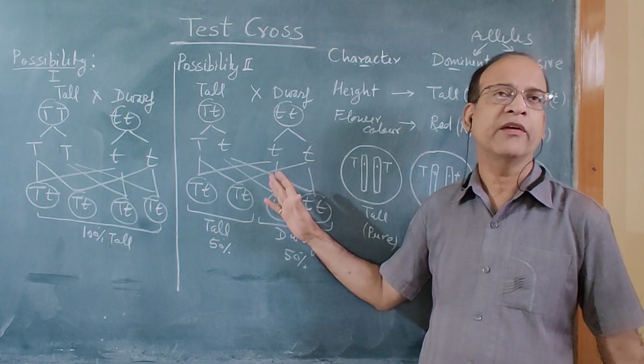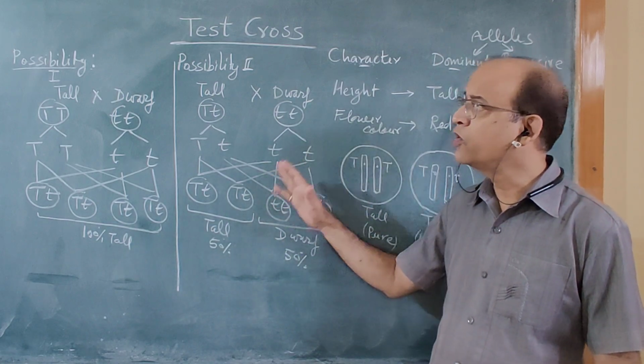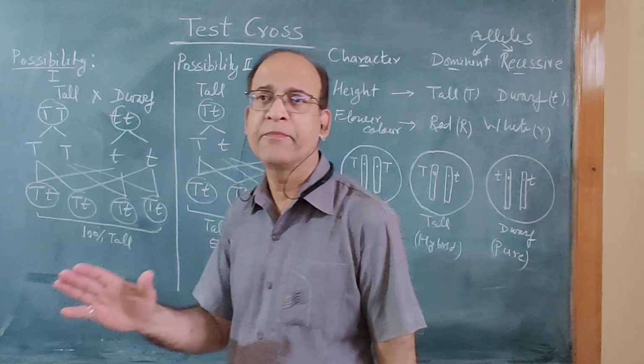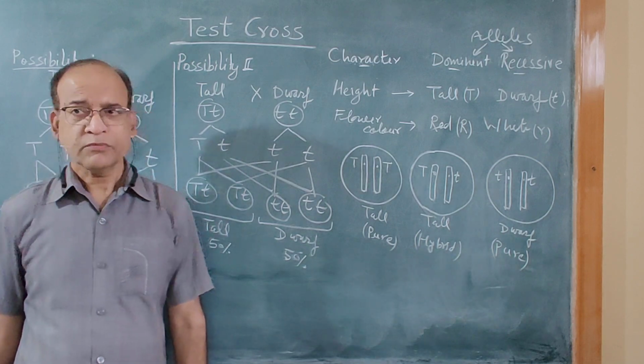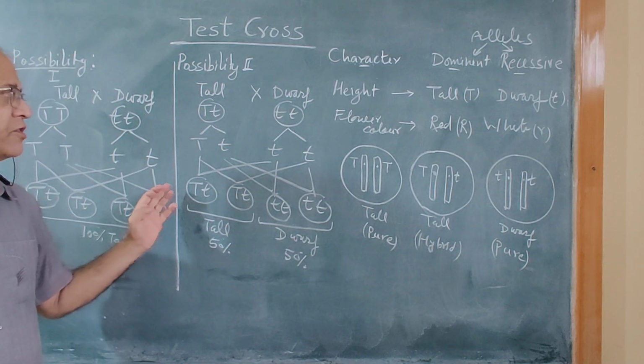So in this way we can test the genotype of an individual whose phenotype is dominant. Okay, so this type of cross is called a test cross.